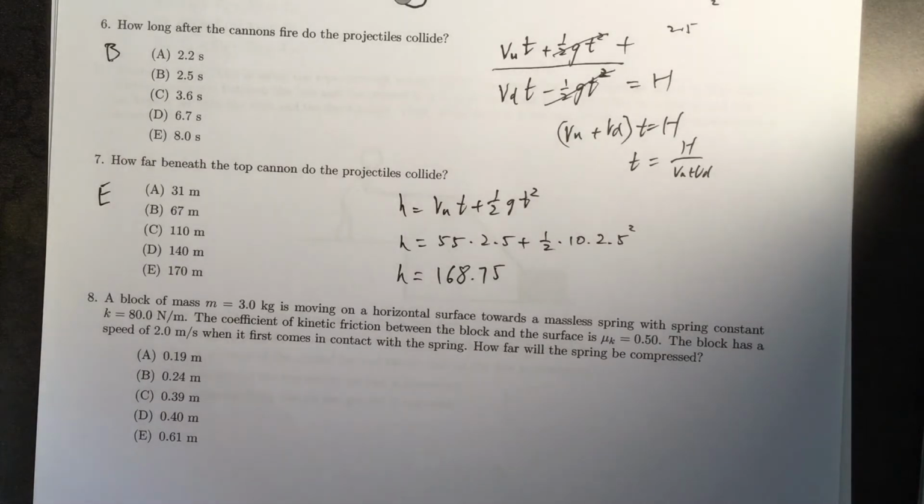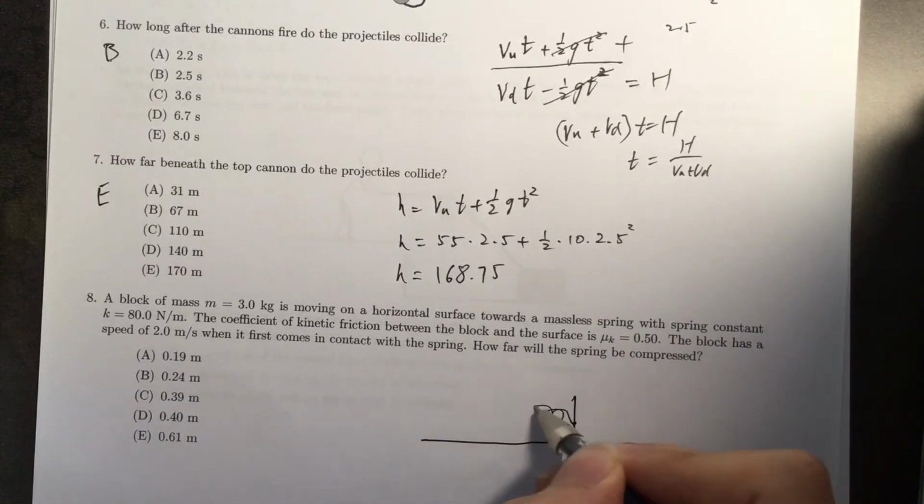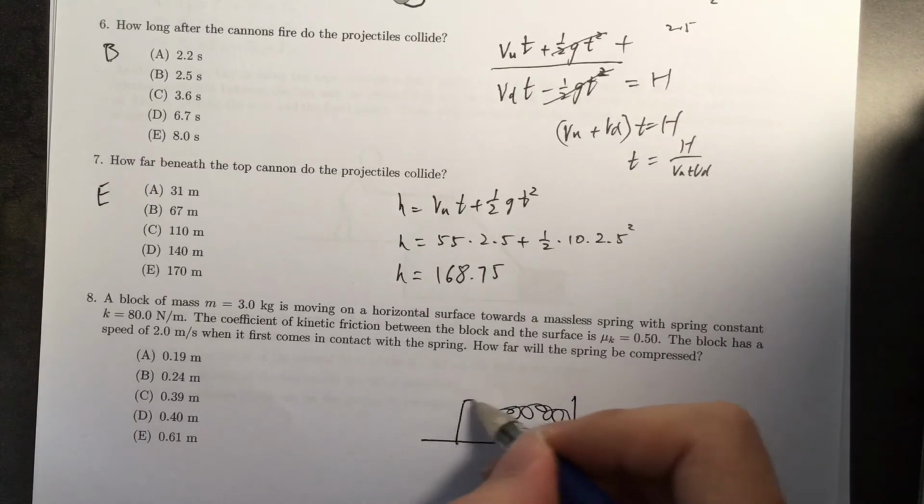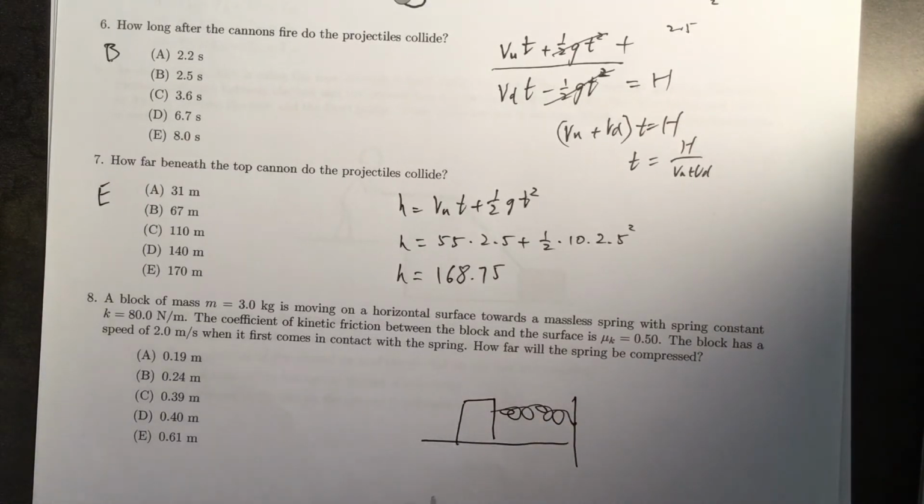Okay, so first we know there are two things we need to consider, which is the spring potential energy and the energy absorbed by the friction. So let's draw a picture. This is the wall, this is a spring. It's a very bad drawing of a spring. Then we have a block here. The block is moving toward the spring, with the speed when it first contacts the spring, 2.0 meters per second. And the coefficient of friction is 0.5.